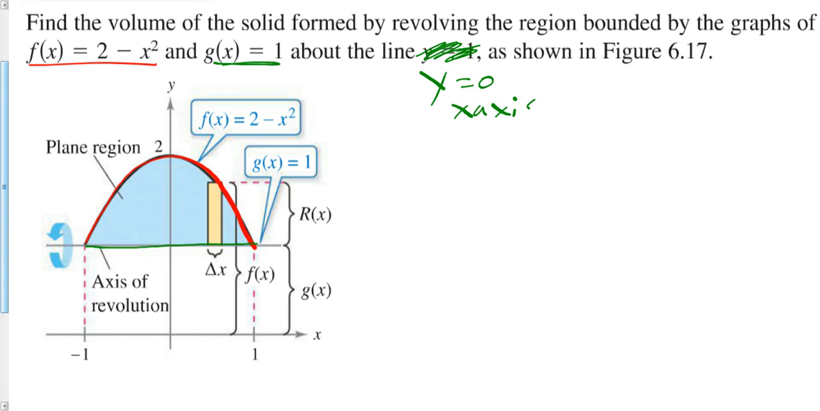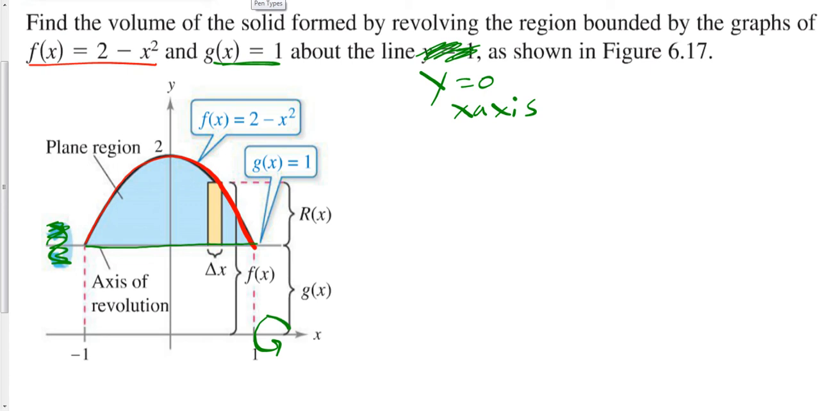Because I want you to see it, because there's going to be a problem on the next page that's going to be similar to it. So instead of rotating around here, get rid of that. I want you to rotate it around this. So rotate around the x-axis. Now you're rotating around the x-axis, and you've got to think about how that's going to look.